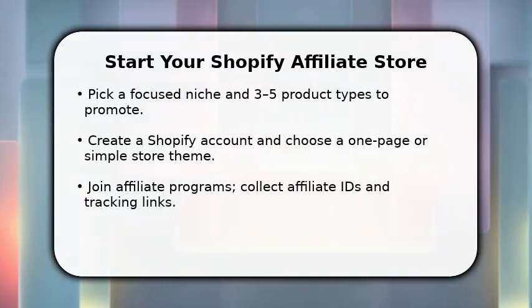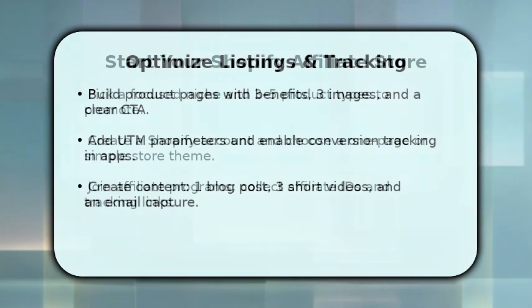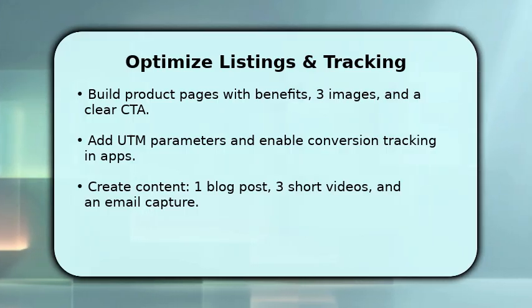Now you refine the middle. Craft product pages that sell by leading with benefits, 3 images, specifications, and a single clear CTA. Make sure every affiliate link uses UTM parameters and enable tracking in Shopify apps so you can attribute conversions.